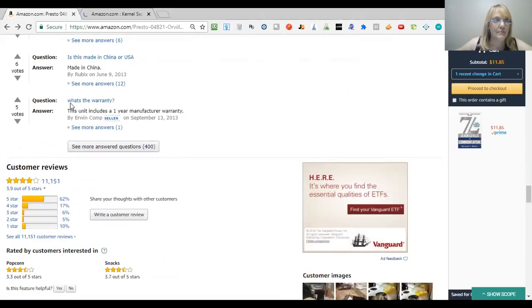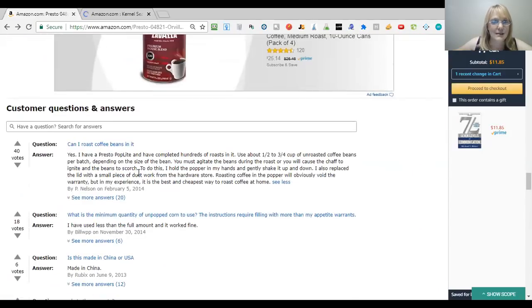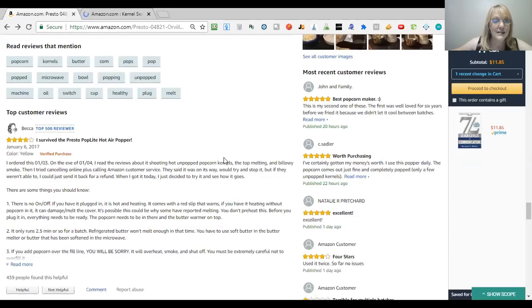Let's see, what's the warranty? So you could even put in this guy's instructions. I hold the popper in my hands and gently shake it up or down. So if you were to do a coffee roasting or any kind of bundle related to this popper, make sure you have an instruction sheet in it, and you can put your own logo on top of the instruction sheet to lock it down. Okay, so pretty cool.